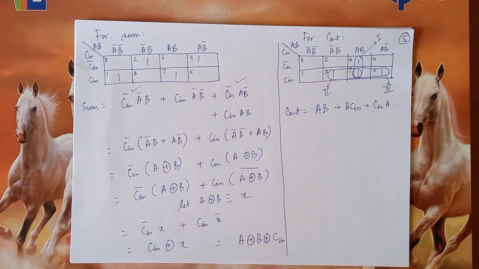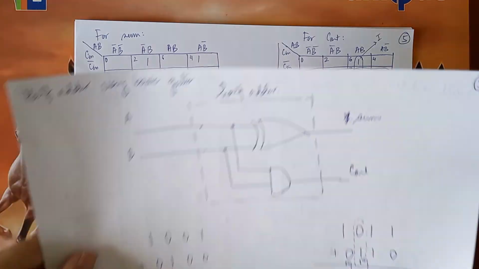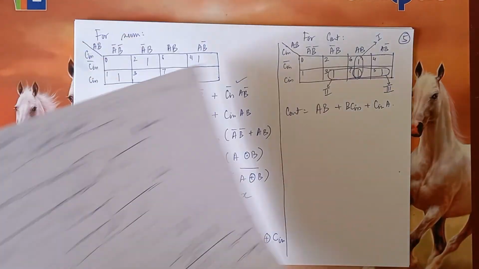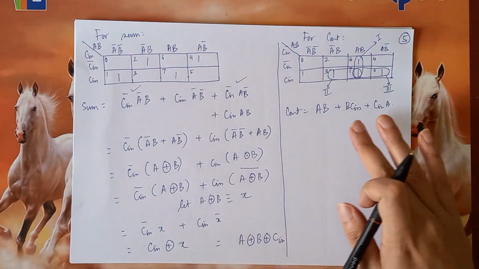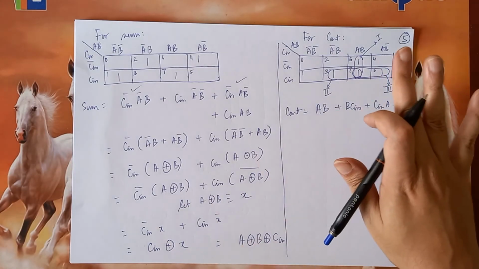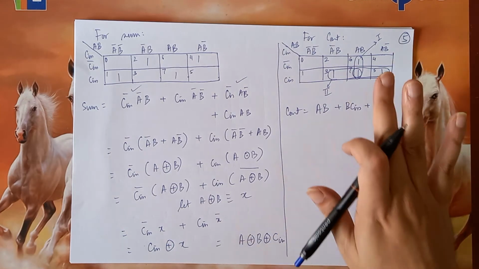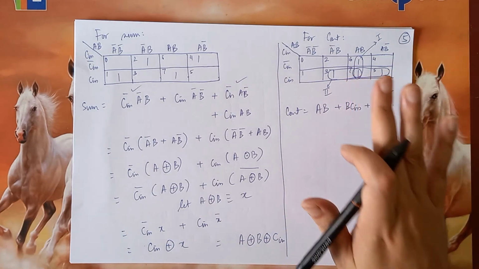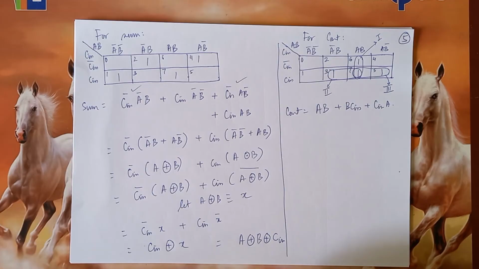Again, they are not very different from what we had seen in the case of half adder, because in half adder the carry out was A dot B. So it seems that even the carry out is an extension from the case of the half adder. So this is how we obtain the expressions for the sum and the C out.